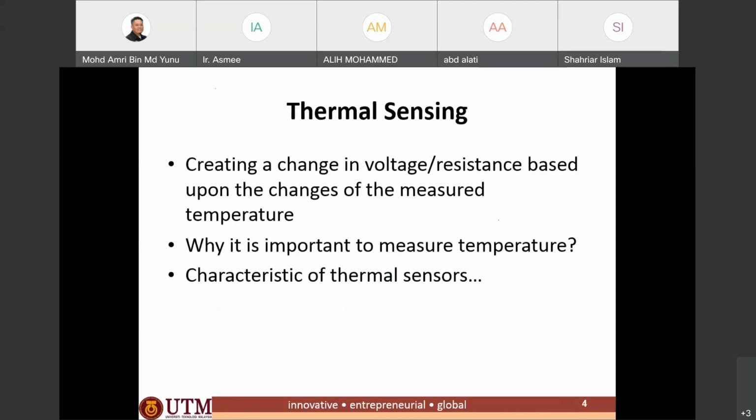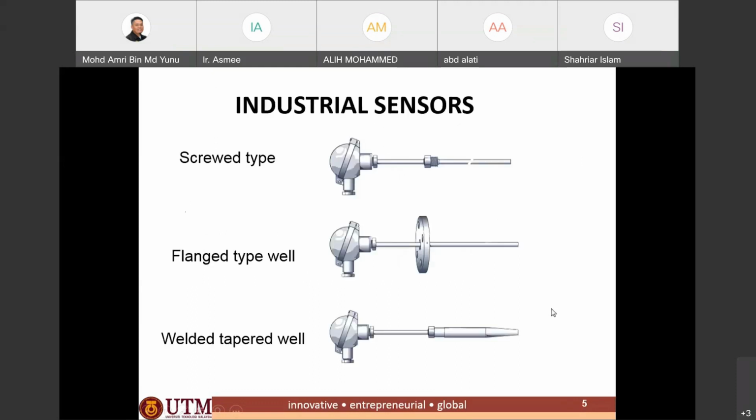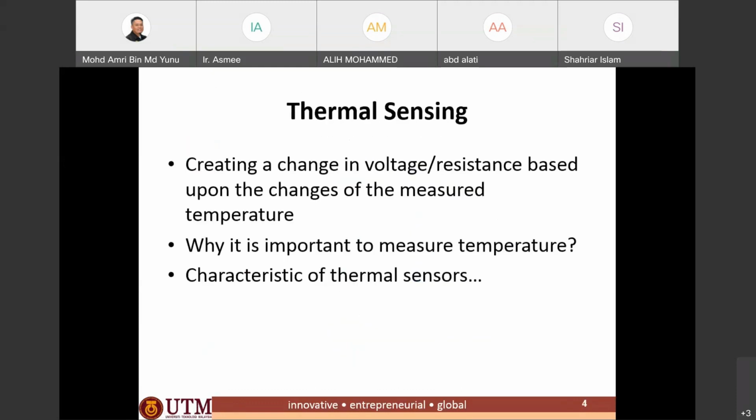Basically, thermal sensing: the motivation is to have a change in voltage or resistance based on the changes of the measured temperature. Okay, so why is this important? In many applications, temperature is one of the most measured parameters in the industry or even in our daily life.